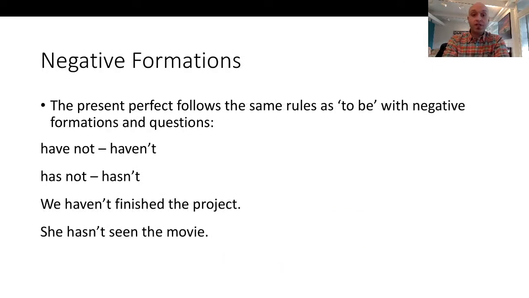Negative formations in the present perfect simple follow the same rules as to be and modal verbs. So we have and haven't, has, hasn't. We haven't finished the project. She hasn't seen the movie. Okay, so adding not after the verb. And then we have contractions with have not, haven't, has not, and hasn't.